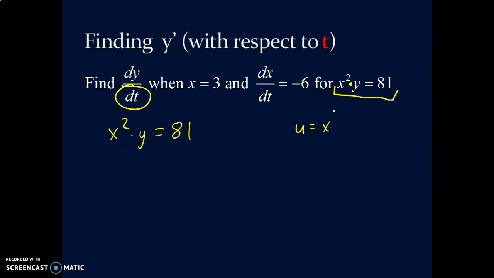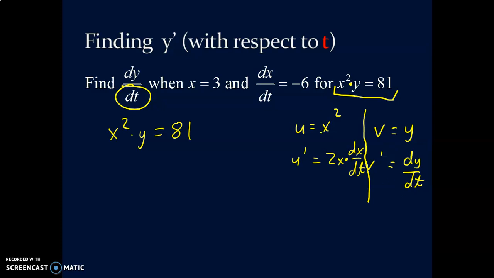So my u would be x squared, my v would be y. And let's see what u prime and v prime would be. So the derivative of y, if it was with respect to x, would just be dy/dx, but we're doing it with respect to t, so the derivative of y should be dy/dt. Now over here, when I take the derivative of x squared, it would be 2x, and then the derivative of x with respect to t. So make sure you have a dt term in both of these. Derivative of x squared is 2x dx/dt. Derivative of y is dy/dt.